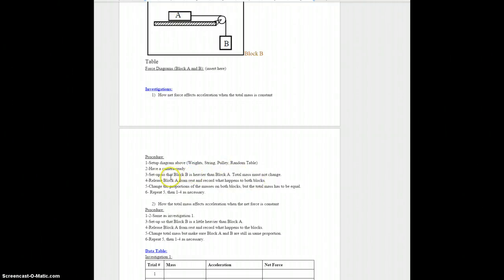For our procedure again, release block A from rest and record what happens to both blocks. For part 5, change the proportions of masses of both blocks, but the total mass has to be equal. Repeat 5, then 1 to 4 as necessary. Well, how does the total mass affect acceleration when the net force is constant?